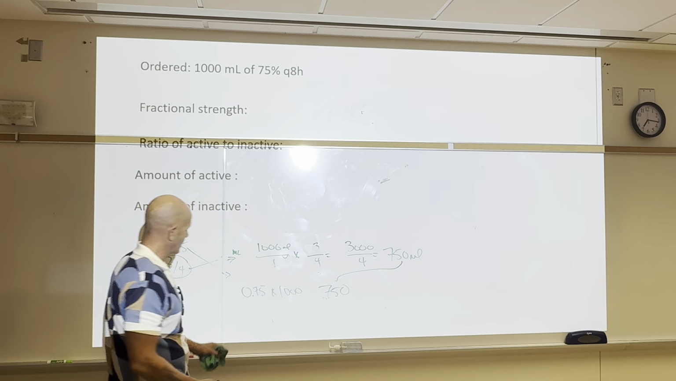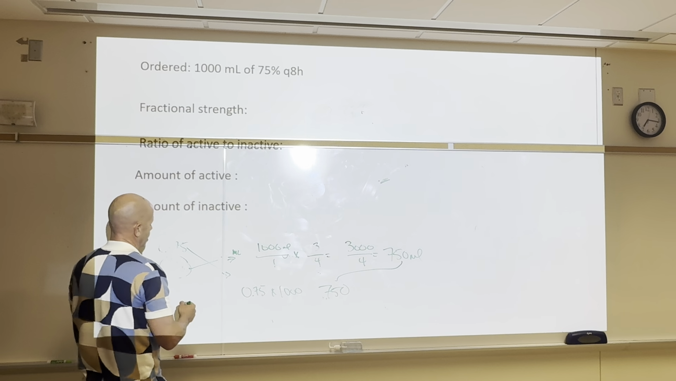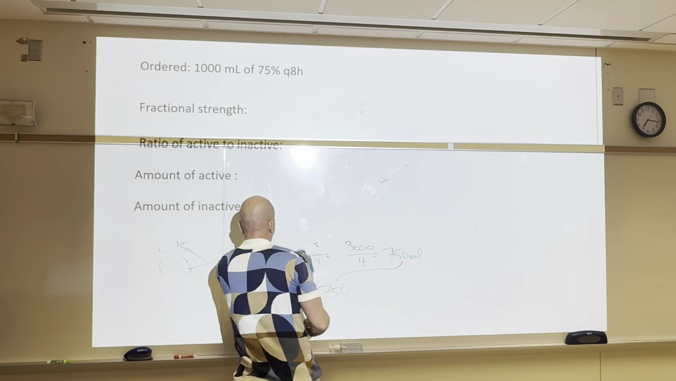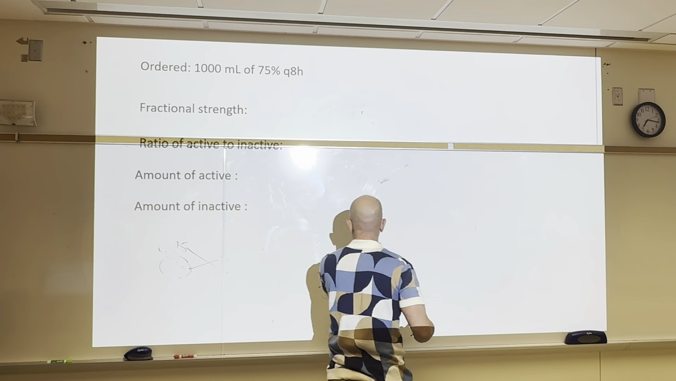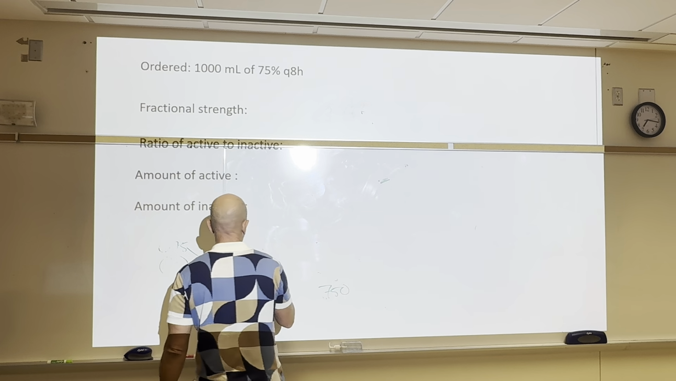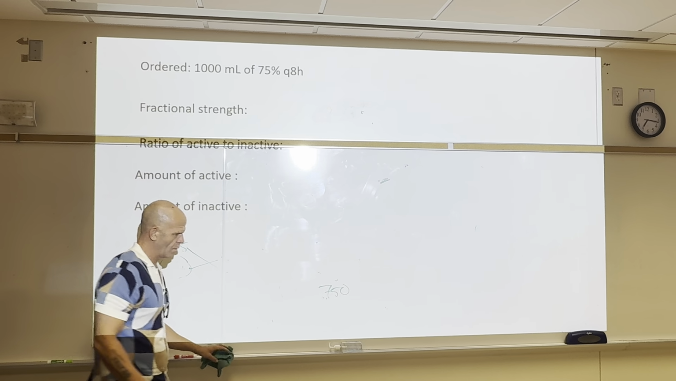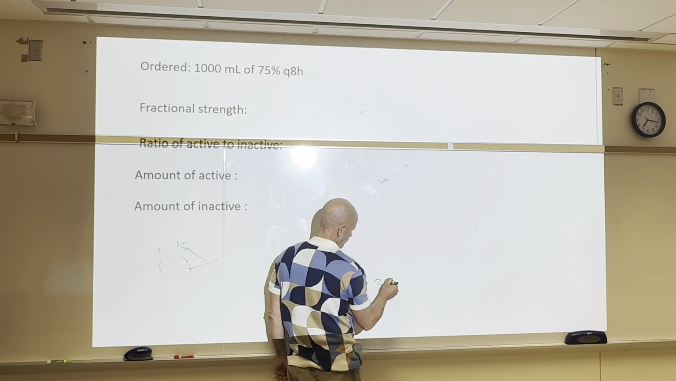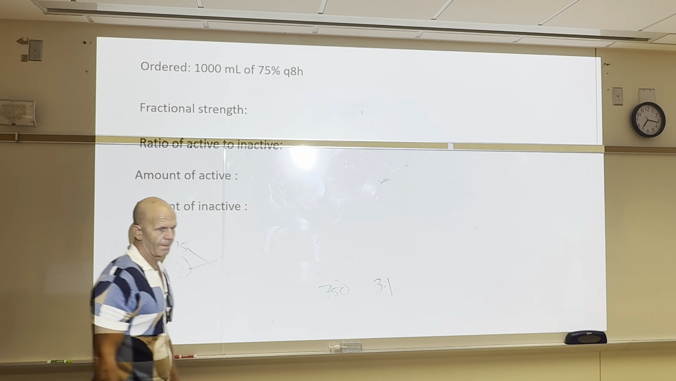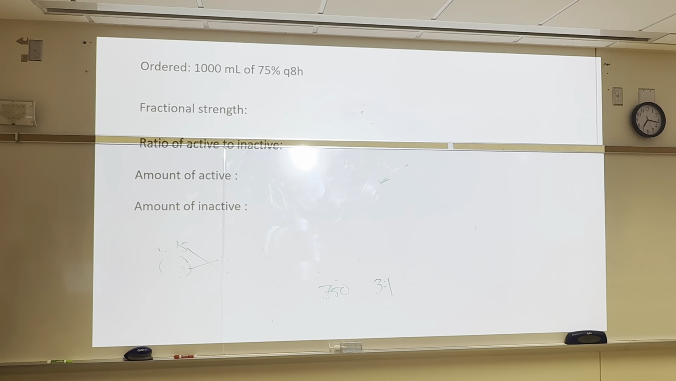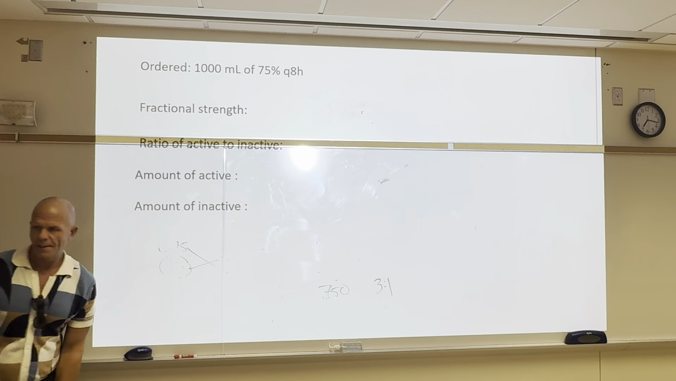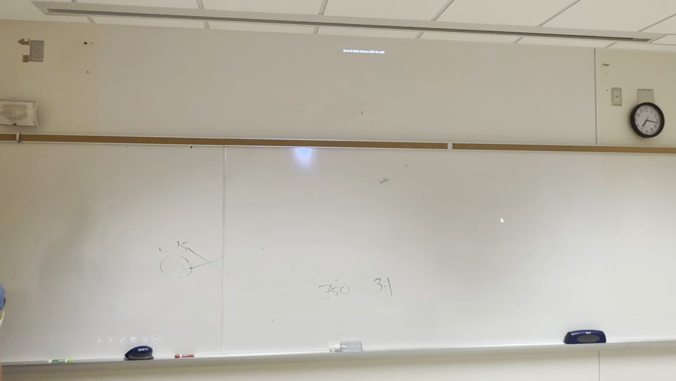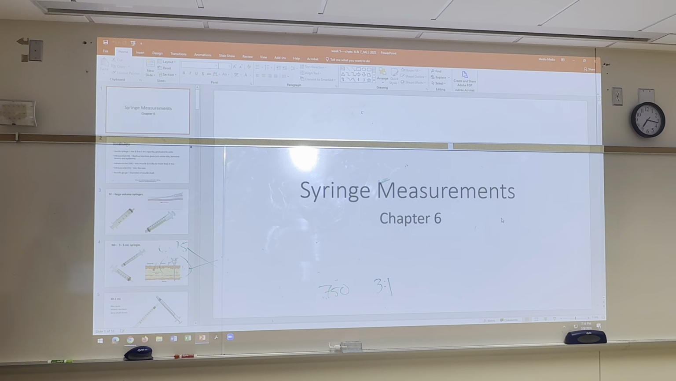So how much is 750? All right, so I'm gonna take this off now. 750 goes in 1,000 what? There's 3/4, right? It's 3 to 1. So what's your active and inactive? Active is 3, inactive is 1. All right? Now, how did I get that?